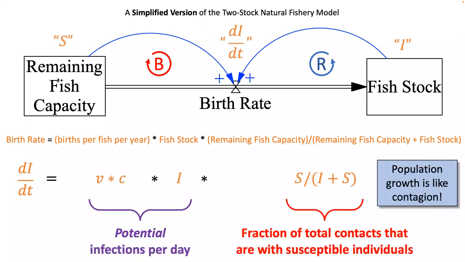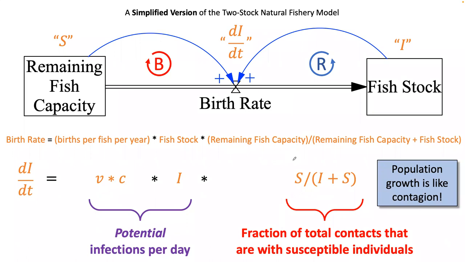With that in mind, does this rate look familiar? This is like susceptible and this is like infectious, and this birth rate is like the change in infectious over time. Again, this is the exact same formula we saw in the SIR model, where we've got this V times C, which is like our infectivity times contacts per day, and then this is the fraction of those contacts per day that are dangerous. So we've seen this archetype, or this structure, before.